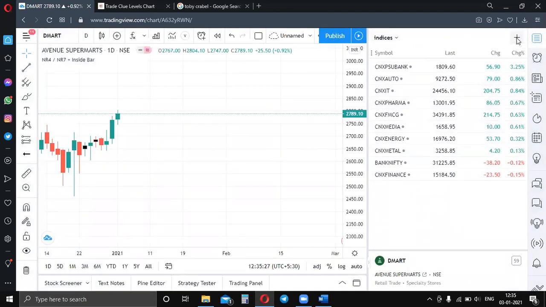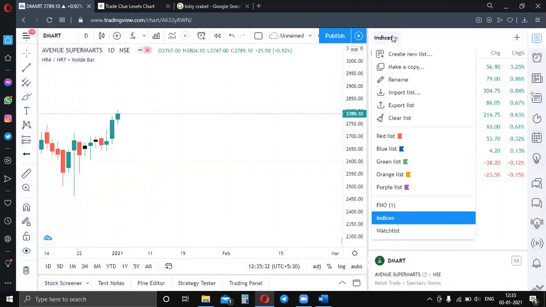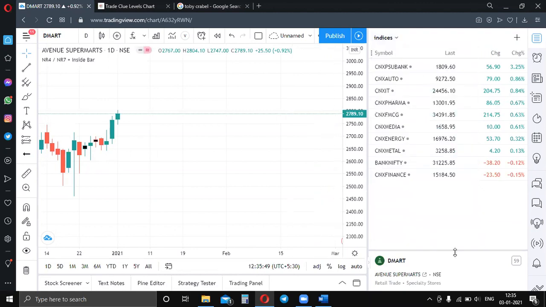Everything is there. You can add them to your watch list. Same way, you can make any other watch list for swing, for red list, blue list, this way. Generally, if I have any swing trade, I'll be naming it under a different flag. If not, then you can name it. Okay.